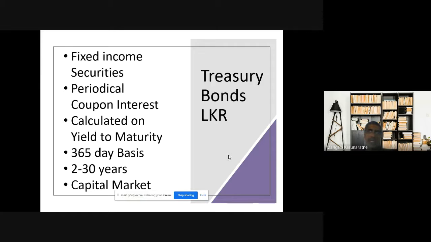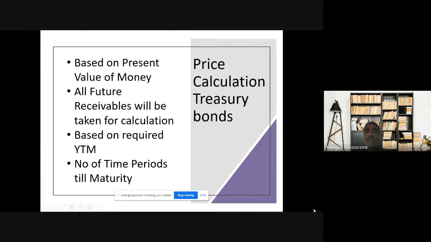Now, if I take another example for a money market instrument, theoretically, commercial paper is a money market instrument, because commercial paper is issued for 270 days, right? So less than 1 year, money market instruments. Now, 2 to 30 years, when it's more than 1 year, we call them capital market instruments, right? So now we were talking about this price calculation of treasury bills.